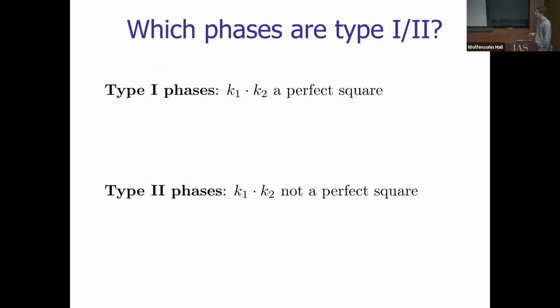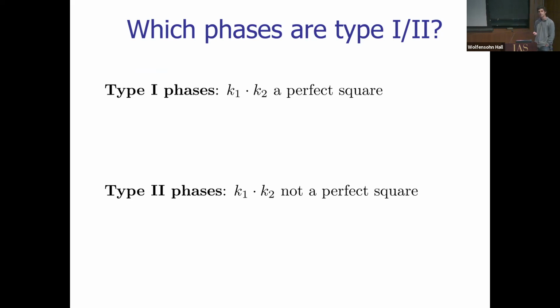And the type two phases, the ones whose edge cannot be gapped, are the cases where K1 times K2 is not a perfect square. That may be a little mysterious. I'm not going to derive that for you, but given that I told you we have some understanding of when these edges can be gapped or not based on statistics in the bulk, you can work out that when it's a perfect square, it can be gapped, and when it's not a perfect square, it cannot be gapped.